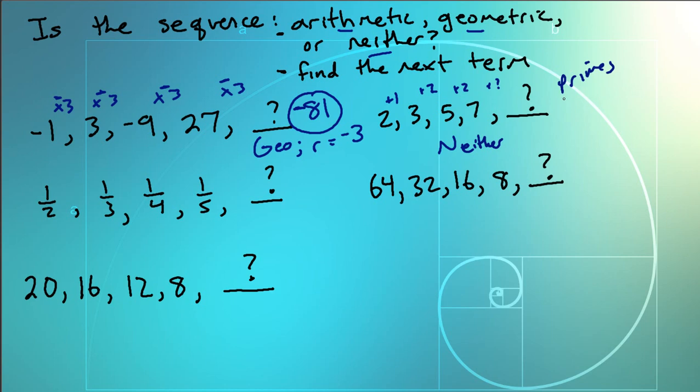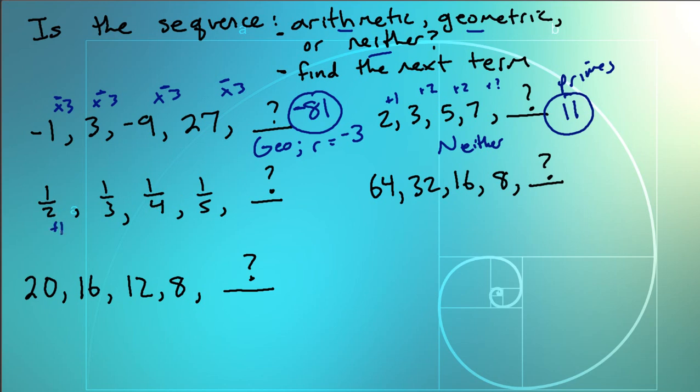Prime numbers are only divisible by 1 and themselves. So 2, 3, 5, 7 are only divisible by 1 and themselves. So what's next? 8, 9, 10, 11 is the next prime number, but these are not geometric or arithmetic. Let's look at this one.